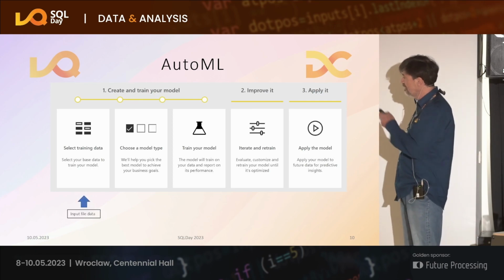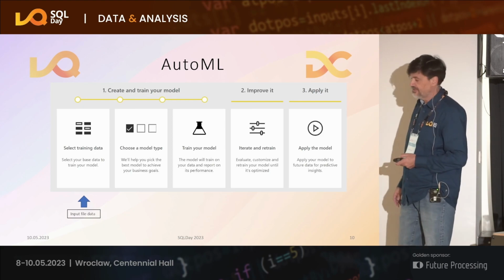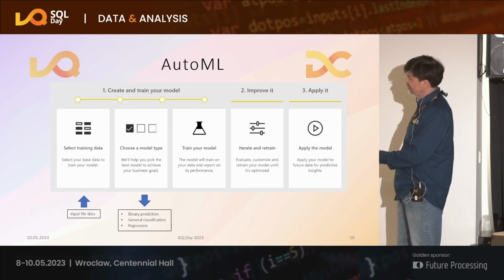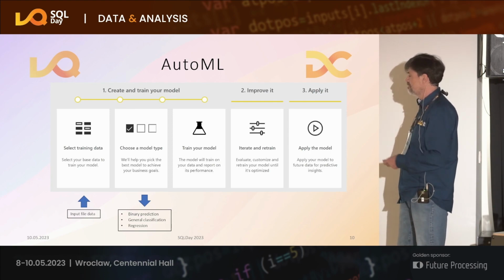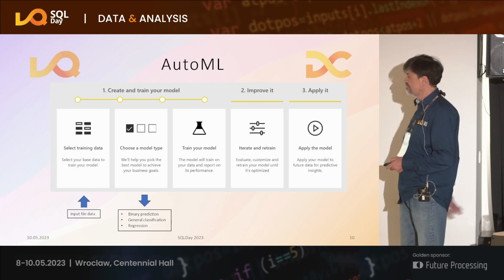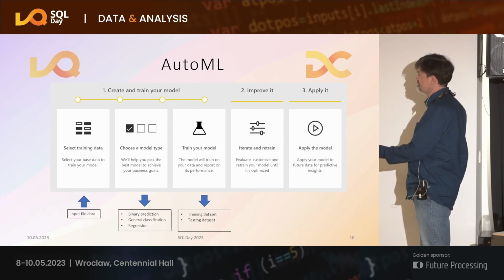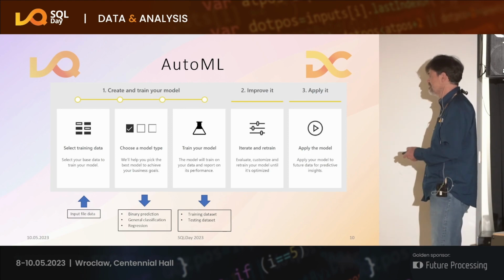So when you create and train your model, you need to pass some data as an input. Then the machine learning asks you, okay, which model you want to apply. It detects for you. Then the output from this first step is 2 datasets. You have a training dataset and a testing dataset. We will see it.